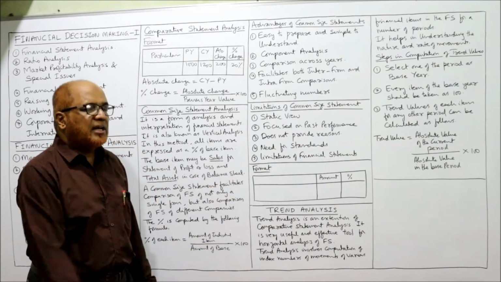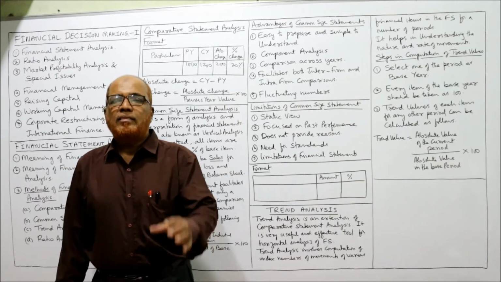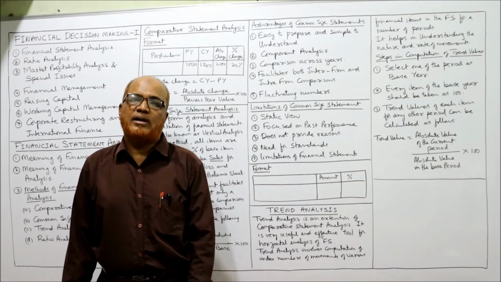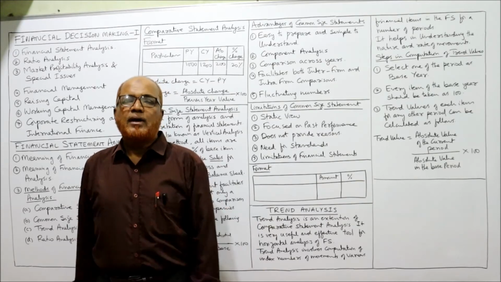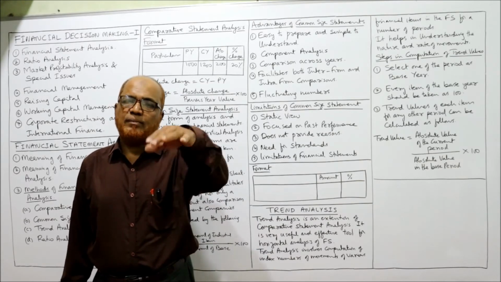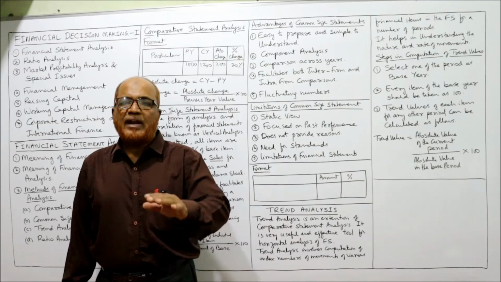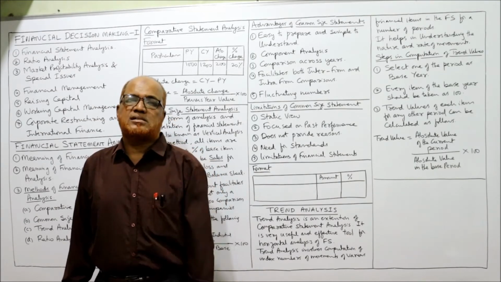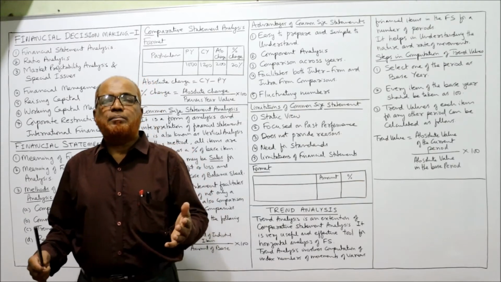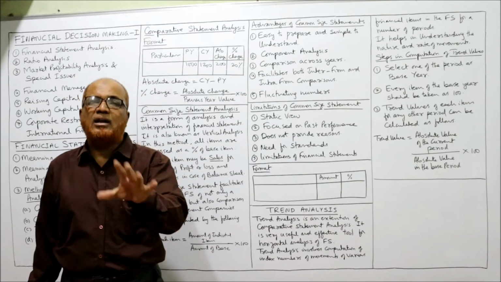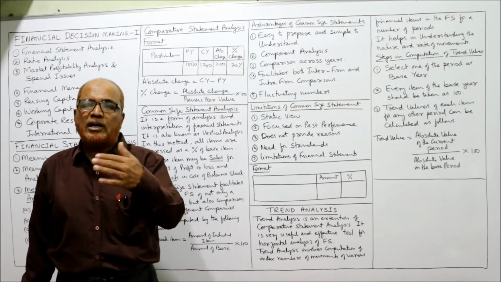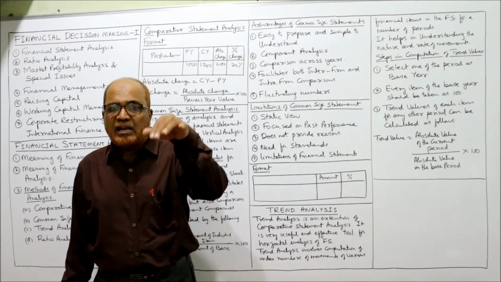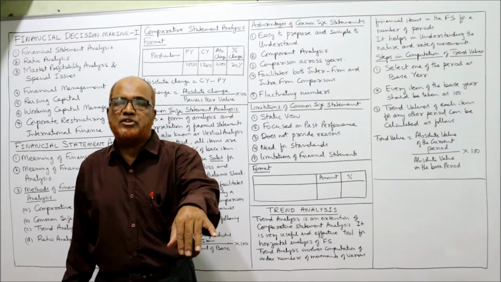Next one is limitation of financial statements. The financial statement itself suffers from a number of limitations. For example, the financial statements are prepared from historical data. The financial statements are prepared on different accounting methods. Similarly, the financial statements will consider only monetary figures. Non-monetary events will not be considered. The financial statement itself will suffer from so many deficiencies.